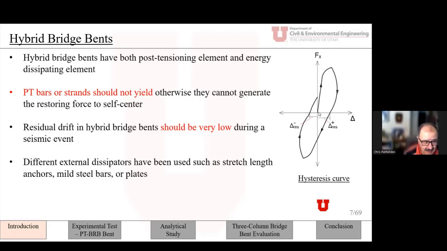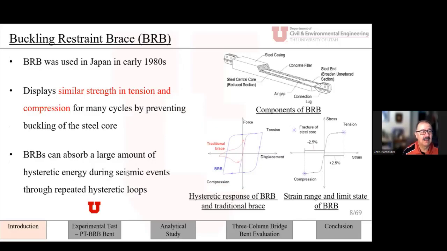Now, as far as the external energy dissipators, there are many different types. There are steel bars or plates. We actually did a study on stretch length anchors. And in this particular experiment, we are trying to use a buckling restraint brace. Now, a buckling restraint brace, these were used early on in Japan in the early 80s. Basically what it is, it's a steel dog bone that you can see here, which has a yielding part in the middle and an elastic part at the end. And it's enclosed inside a steel casing, a steel tube.